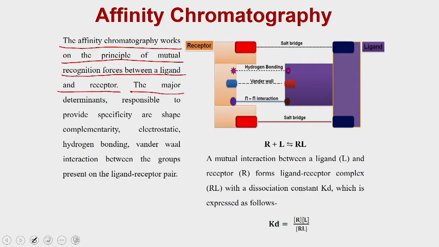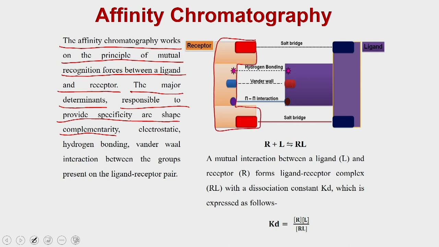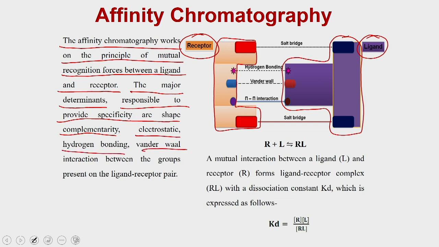The major forces or determinants responsible for providing the specificity begin with shape complementarity. So the first thing is the shape, because this shape complementarity between a receptor and a ligand brings the receptor and ligand into close proximity. Once they come into close proximity, then electrostatic, hydrogen bonding, and van der Waals interactions between the groups present on the ligand-receptor pair play a role.